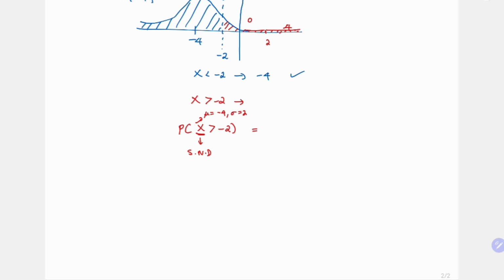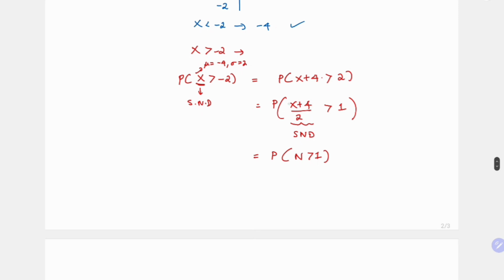So first I will take out the mean. For that I'll add +4. So x plus 4 is going to have 0 mean, right? Because I'm shifting this to the origin now. So then what happens to my right hand side? -2 plus 4 will become 2. Then I have to make it a unit variance, right? So for that I have to divide by the standard deviation. So P of (x plus 4) by 2 greater than 2 by 2, which will become 1. So this is my standard normal distribution. So now I'll replace this with n greater than 1.